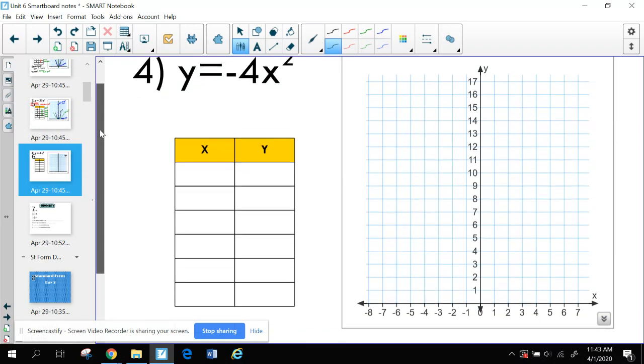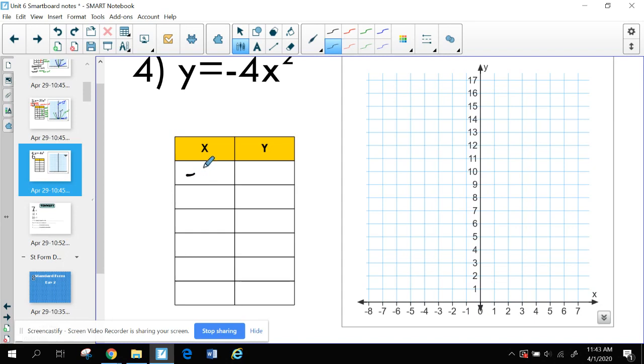Now we are looking at the graph of y equals negative 4x squared. This is really going to be negative 4 times negative 2 squared. Well, negative 2 squared is going to be 4. 4 times negative 4 is negative 16. Then I'm doing negative 4 times negative 1 squared. Negative 1 squared is 1. 1 times negative 4 is negative 4.